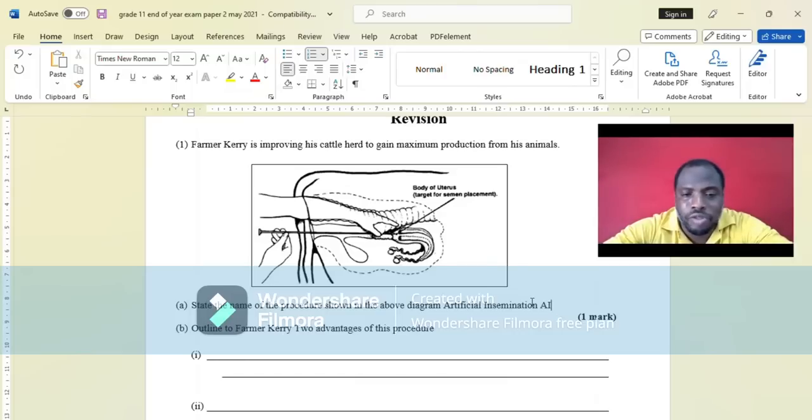The sperm should be of a certain quality, and it will then be utilized by the AI personnel to introduce this into the female reproductive tract. So this is basically what is happening in the diagram. The sperm which was collected is now being placed in the female reproductive tract.